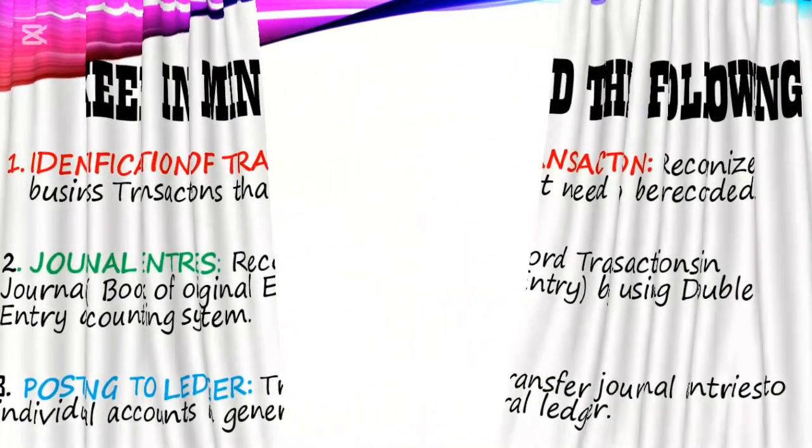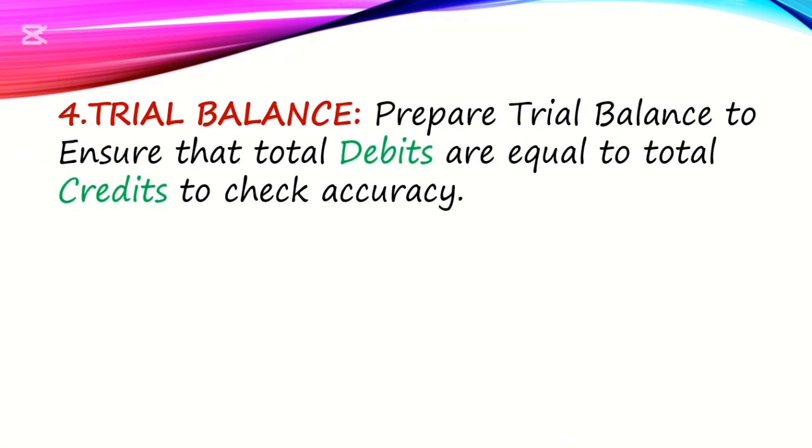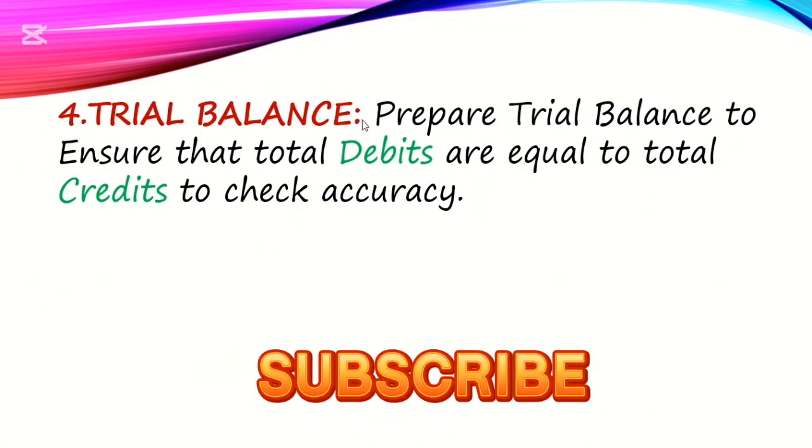Step number 4, as you remember on the diagram I have provided you before, is all about the trial balance. You know the trial balance, as its name implies. You need to prepare a trial balance to ensure that the total debits are equal to the total credits, to check the accuracy. When I say debits, it is the balance brought down but in the debits. When I say credits, it is the balance brought down but in the credits. So you need to make sure that debits and credits are all equal to check the accuracy.